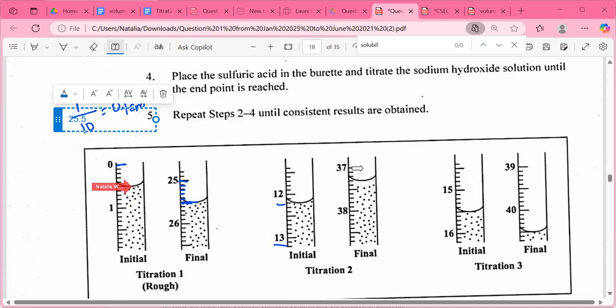Here we would have 37, 37.1, 37.2, and the bottom of the meniscus here sits on 37.3. Here we have 12, 12.1, the bottom of the meniscus sits on 12.2. Here we have where it sits on 40.5, and here 15.5. So I'm just gonna put these in so I can copy and paste.